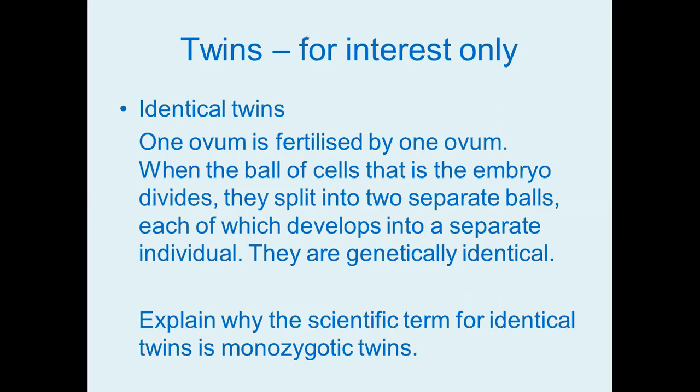However, because they came from the same zygote, they are genetically identical. In other words, their genes are absolutely identical to each other. Really, they are clones of each other. Okay, so that then is identical twins. And my question to you is, explain why the scientific term for identical twins is monozygotic twins.